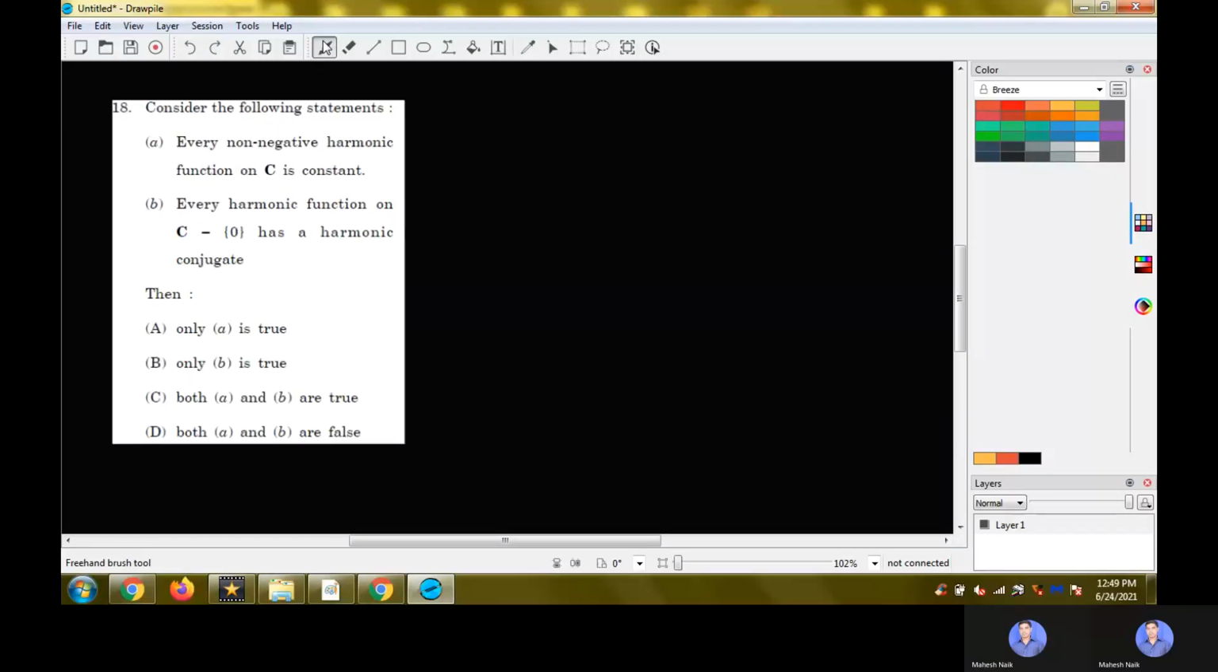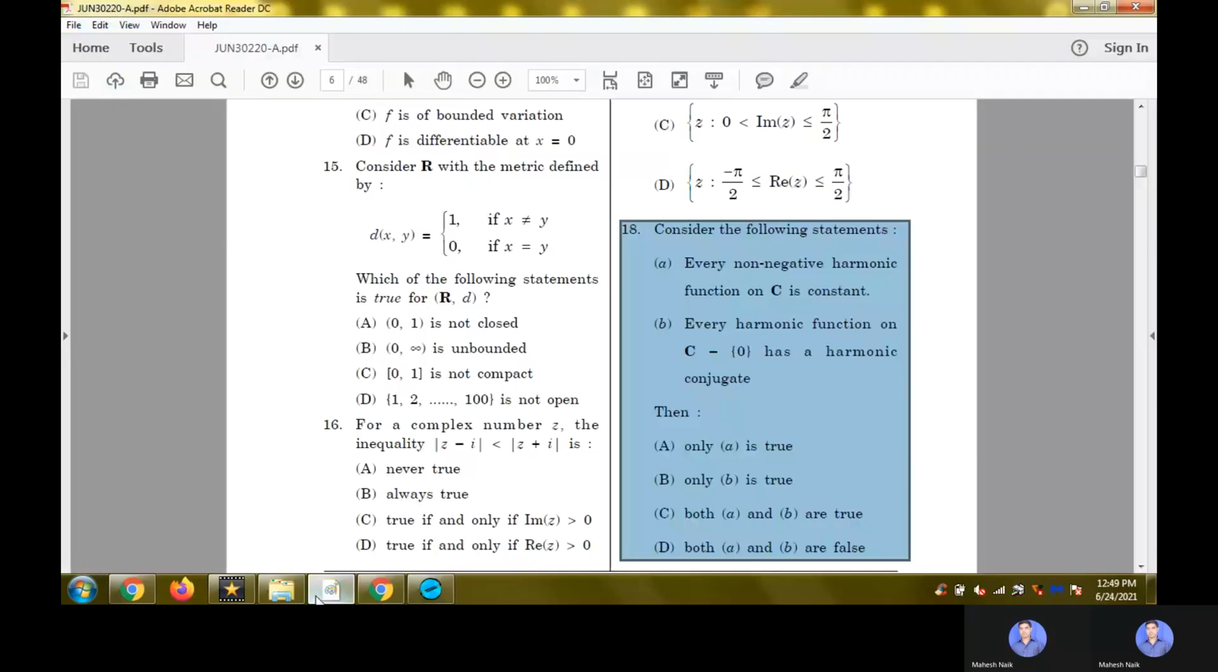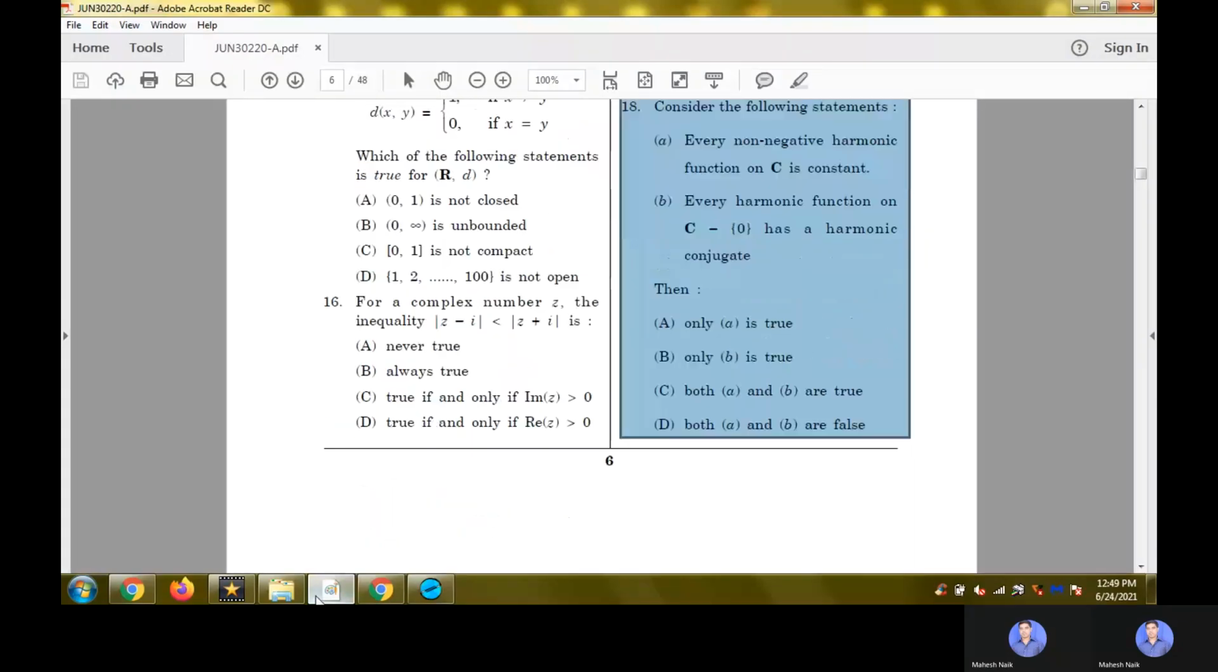So here we have the harmonic function on C minus 0, which is not a connected space. And so the second statement is not valid. So A is correct, and we go with only A is true. So the correct option is A in this case. Only A is true. Okay, let's proceed to the next question, which is question number 19.